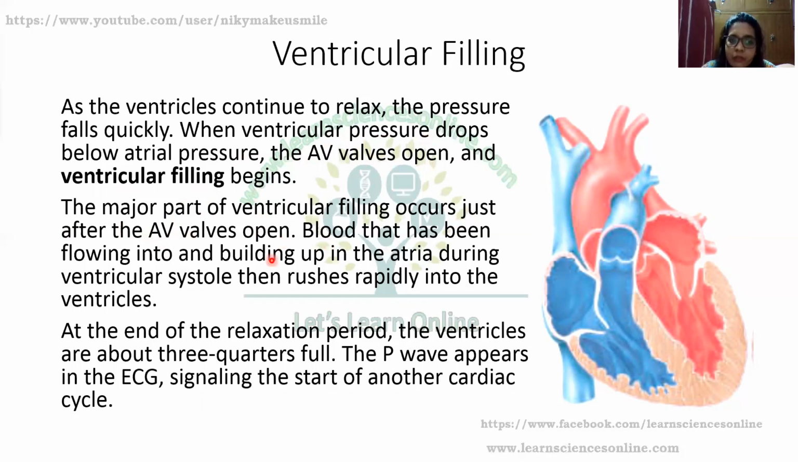Blood that has been flowing into and building up in the atria during ventricular systole then rushes rapidly into the ventricles. At the end of the relaxation period, the ventricles are about three-quarters full. The P wave again appears in the ECG, which signals the start of another cardiac cycle, another atrial systole.